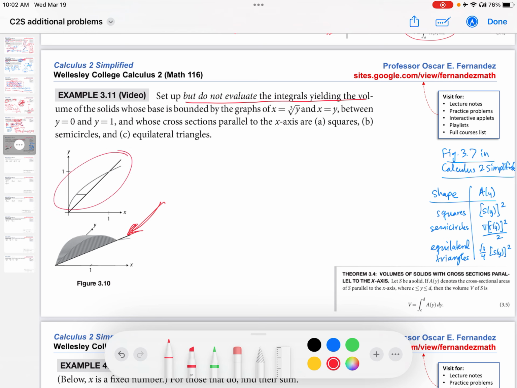Given information about the region and the functions, the cross sections parallel to the x-axis, not perpendicular, are three different types: squares, semicircles, and equilateral triangles. So we'll be setting up three integrals here.